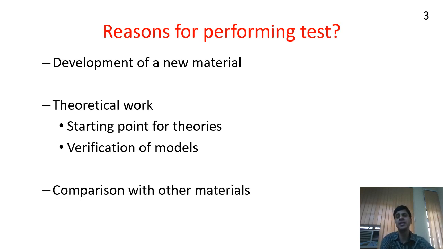Other reason could be comparison with metals. So throughout our lecture, quite often we have compared our composite materials with aluminum, for example. How do I know the property of aluminum vis-a-vis how do I know the property of a composite? How can I make that comparison? And if I cannot make the comparison, how can I say which one is better than the other for some other reason? So comparison with other materials is also a very important reason for performing test.